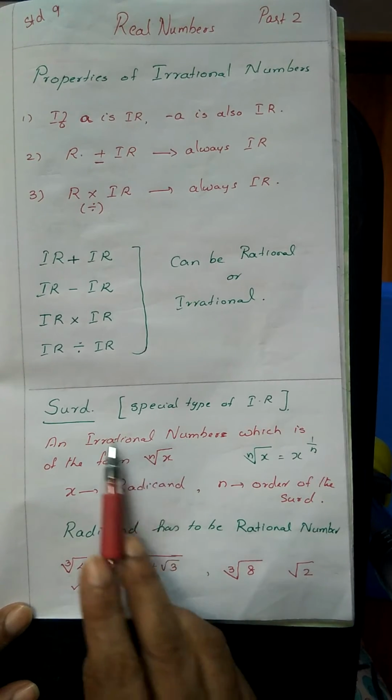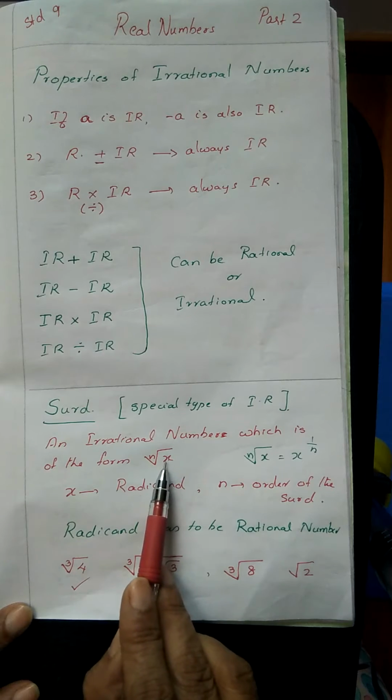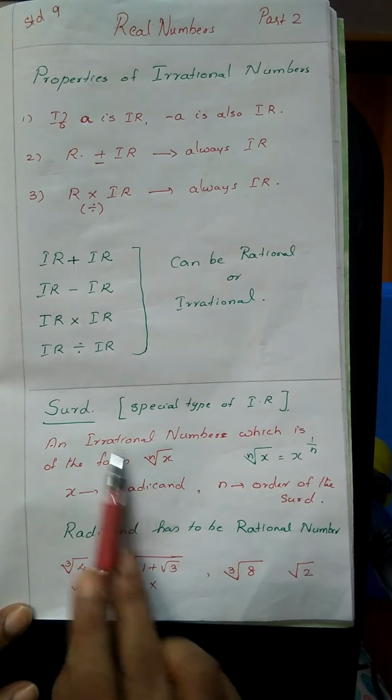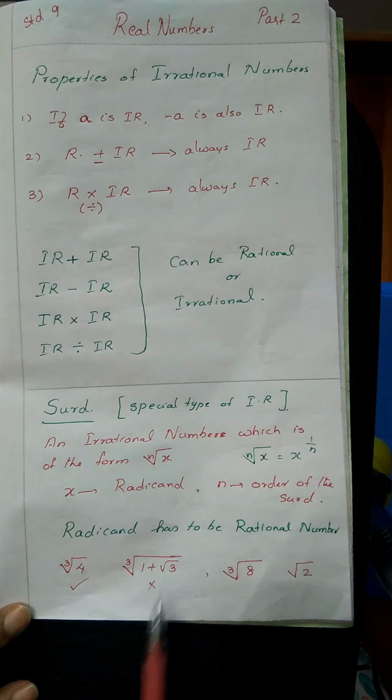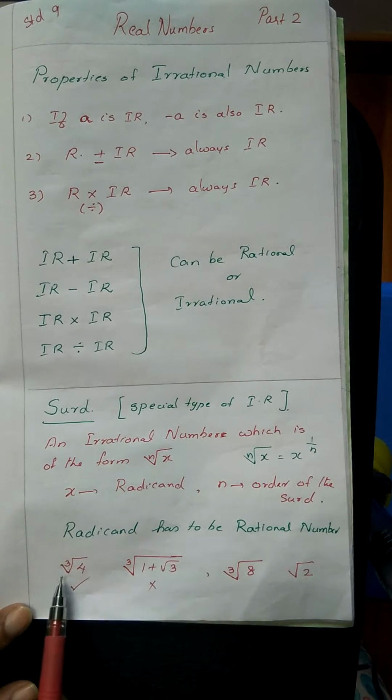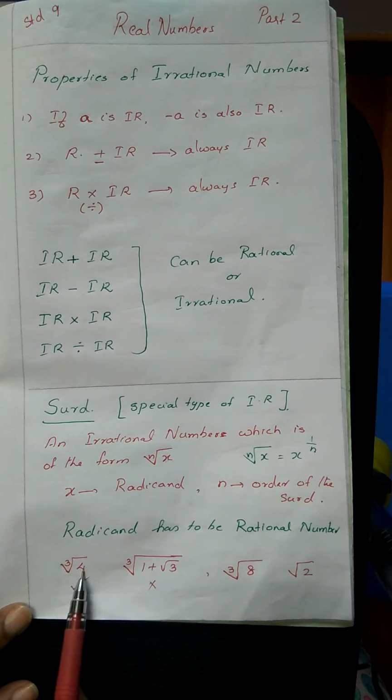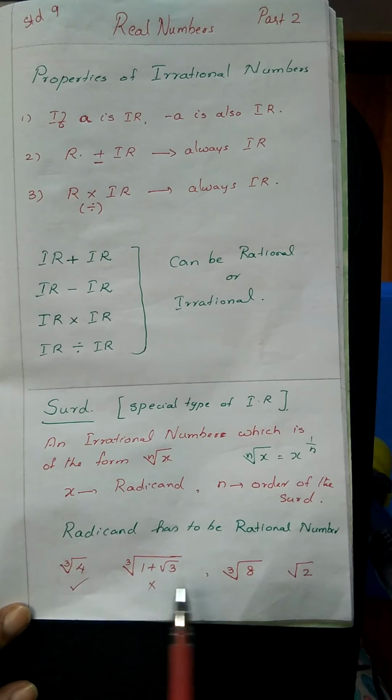That is the condition for that number to be a surd. So the radicand has to be a rational number. Consider this example, cube root of 4. So 4 is a rational number, so it is a surd.